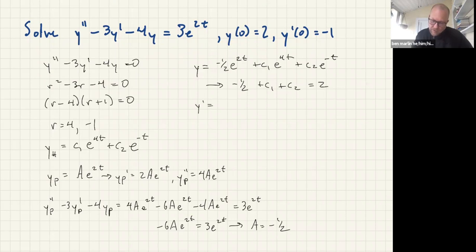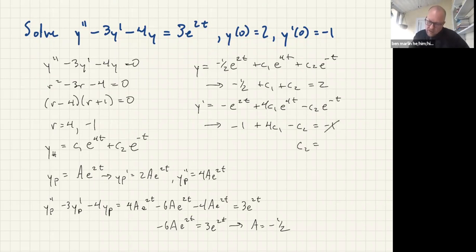I will also need to know that y prime is going to be equal to, let's see, negative e to the 2t plus 4c1 e to the 4t minus c2 e to the negative t. Okay. And when we plug in the 0, we get -1 plus 4c1 minus c2 needs to be equal to what? -1? Okay, I didn't remember that correctly. Oh well. So solving that, you'd get that your c2 needs to be equal to, oh wait, those -1s cancel, right? Oh, so this is a 4c1.